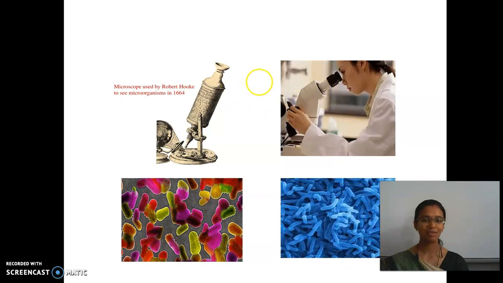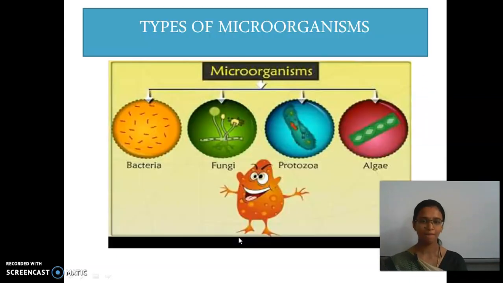And then here are some types of microorganisms. Now we will see the types of microorganisms. There are mainly 4 types. They are bacteria, fungi, protozoa and algae. Now we will be seeing about these one by one.